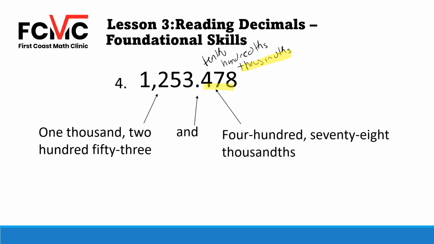So this is going to be 478 thousandths. We're going to combine this, so this will be 478 and then thousandths, which is that rightmost place value. That's the place value we're going to use to read that decimal.